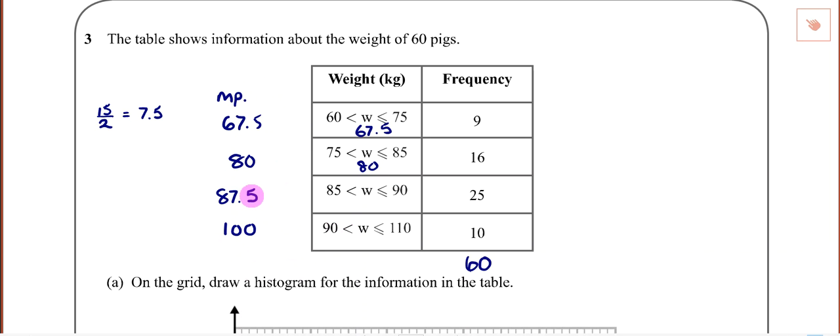Now Gordon wants to tell us the next step, which he did. I've forgotten it. Sam? Yeah, so we assume that we've got 9 pigs that weigh 67.5. So to add up 9 lots of 67.5, you multiply, right? 67.5, 16 lots of 80, 25 lots of 87.5, 10 lots of 100. You've got the calculator, I can do that one for you, that's 1,000. You do the rest.